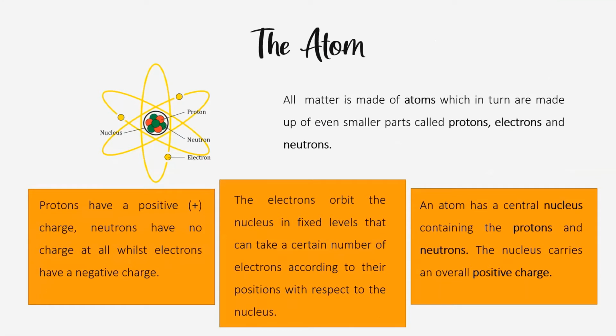Before actually going into the theory of why this happens, it is very important that we revise the structure of the atom. As we all know, all matter is made up of atoms. An atom is in turn made up of smaller particles called protons, electrons, and neutrons.